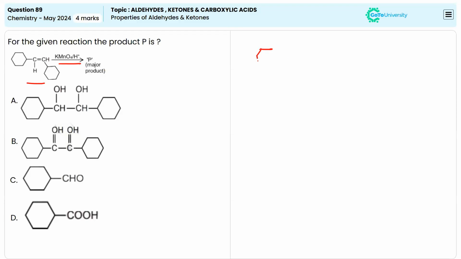So first I am writing the reactant. This is the reactant that we are using here, and it reacts with KMnO4 in the presence of H+ ions. So the product obtained will be the compound containing the COOH group, or the carboxylic group. Means the whole group will be changed to the carboxylic group.